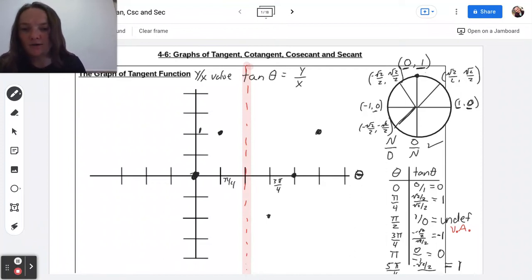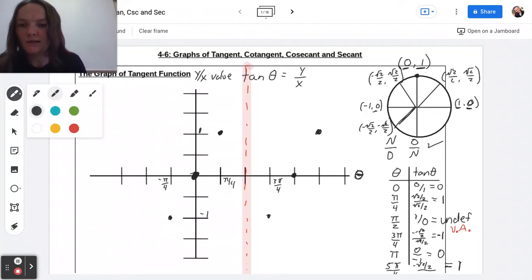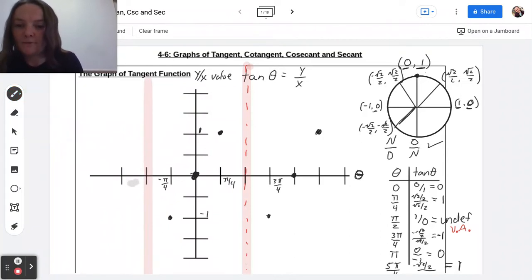I'm actually going to finish the pattern going to the left and right here. So let's go ahead and finish this pattern. Okay, so if you see the pattern, great. If not, I'm going to show it to you. And we're going to get another undefined here at negative pi over 2. Okay. All right, so here's our pattern. I'm going to go ahead and complete this by sketching.